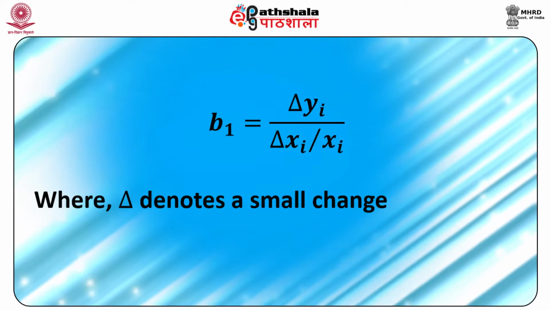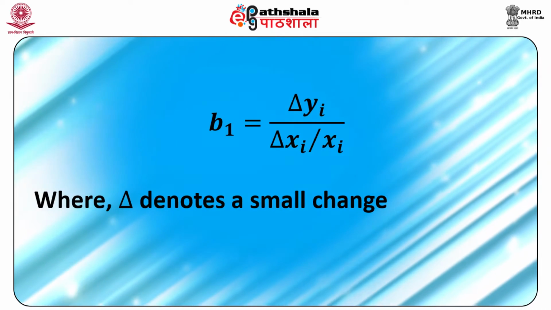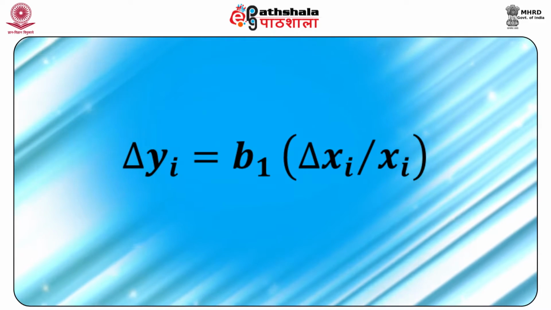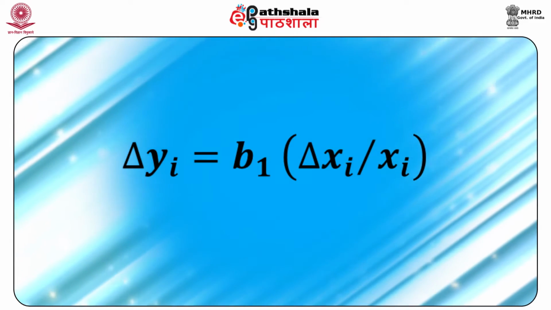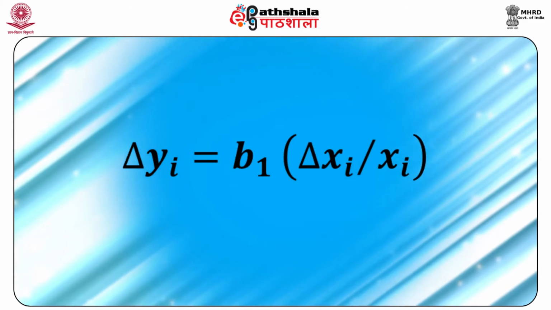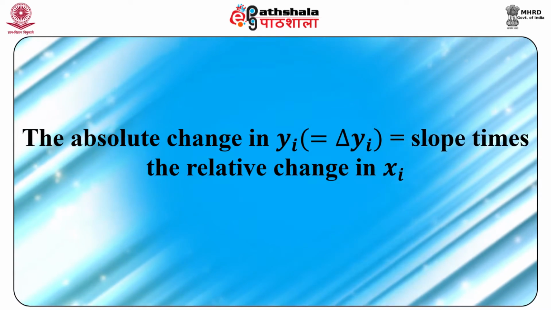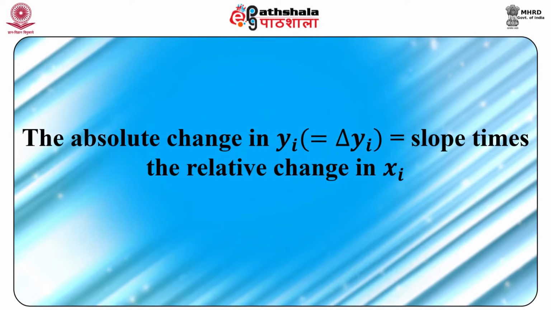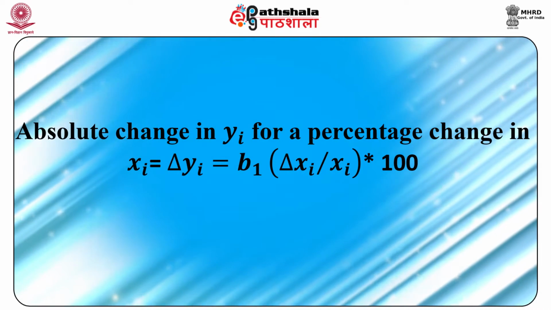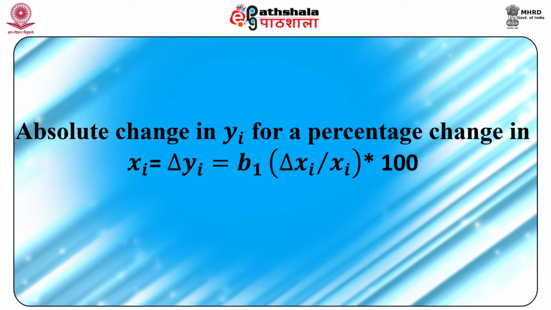Symbolically, the slope coefficient can be represented as follows, that b1 is equal to delta yi upon delta xi upon xi, where delta denotes a small change. Alternatively, the above equation can be written as delta yi is equal to b1 into delta xi upon xi. This equation states that the absolute change in yi, which is delta yi, is equal to the slope times the relative change in xi. So if we multiply the latter by 100, then the above equation gives the absolute change in yi for a percentage change in xi.